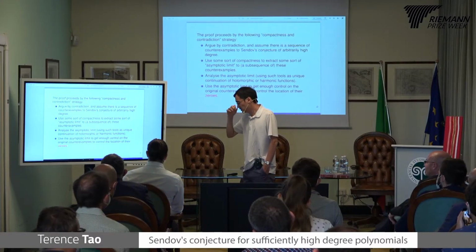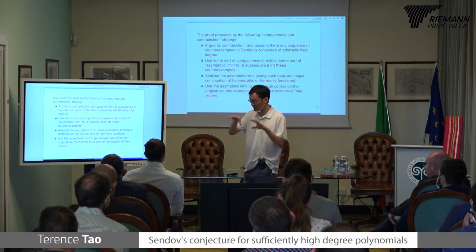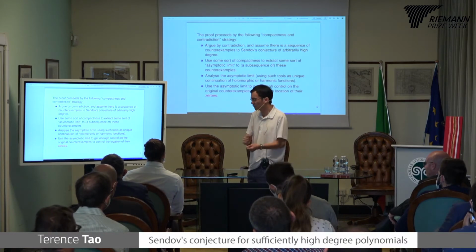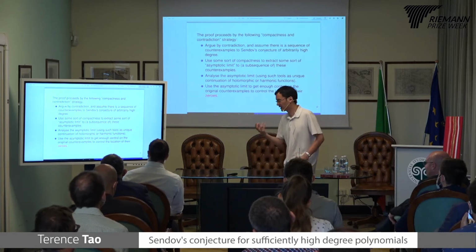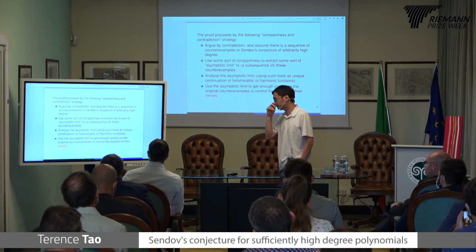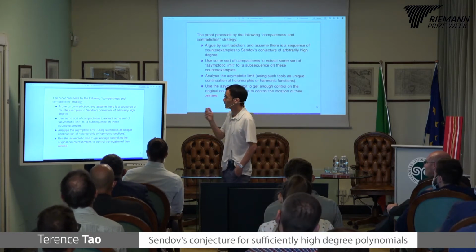So you study the limit and you get enough control in the limit that this tells you something about your original polynomials, and hopefully it tells you so much that you can get a contradiction. So this is a general strategy. Okay, so how does it work here? Next slide, please.